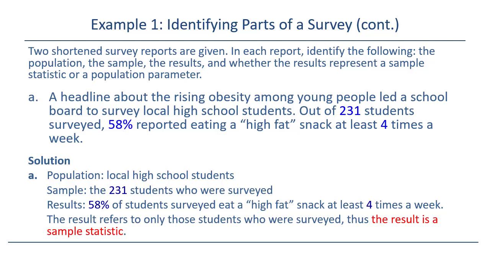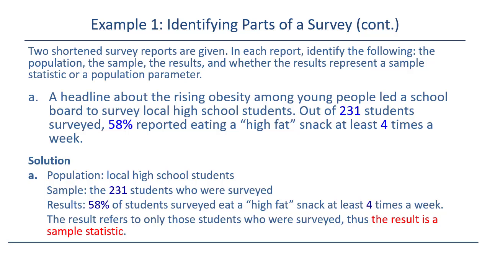So let's look at a simple example where we can identify the parts of a survey. Two shortened survey reports are given. In each report, identify the following: the population, the sample, the results, and whether the results represent a sample statistic or a population parameter. So we've got a headline about the rising obesity among young people led a school board to survey local high school students. Out of 231 students surveyed, 58% reported eating a high-fat snack at least 4 times a day.